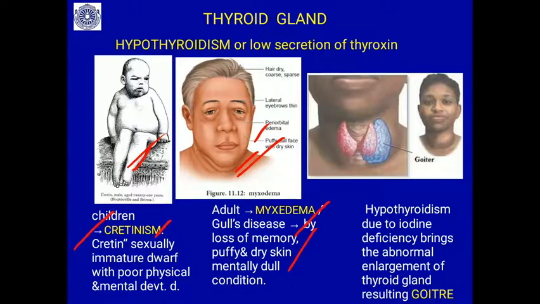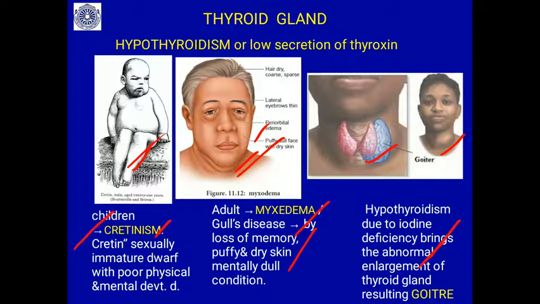If hypothyroidism is due to iodine deficiency, only the diet's iodine supplement is not adequate, then there is abnormal enlargement of the gland, what you see here, and the swelling occurs in the neck region. So this is called the goiter condition. This can be avoided or prevented by keeping a proper amount of iodine in the diet.